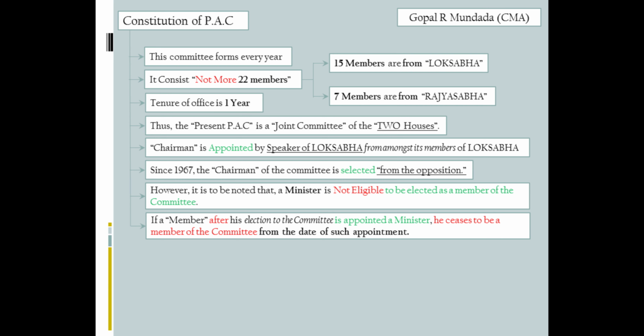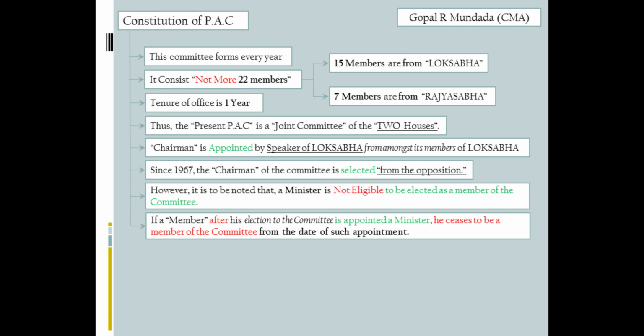So guys, next is the constitution of the PAC. This committee is formed every year. It consists of not more than 22 members. 15 members are from the Lok Sabha and 7 members from the Rajya Sabha. The tenure of this committee is 1 year. The present PAC is a joint committee of the two houses.